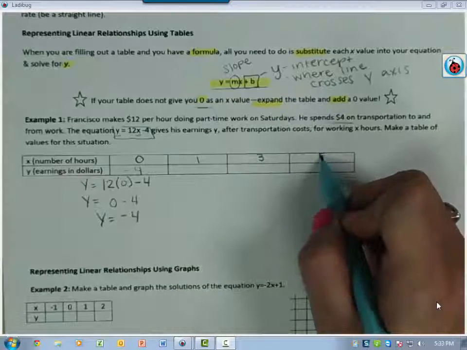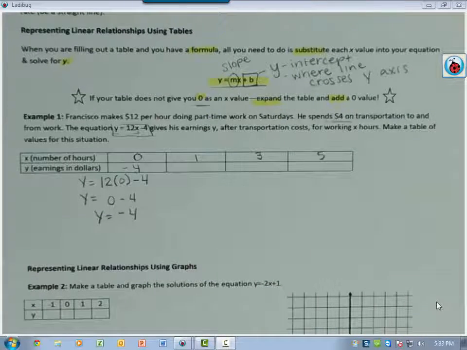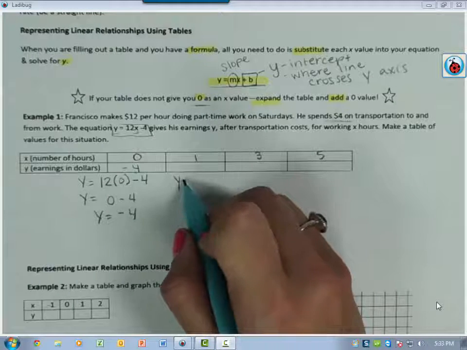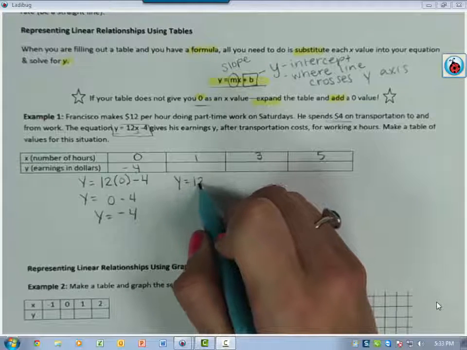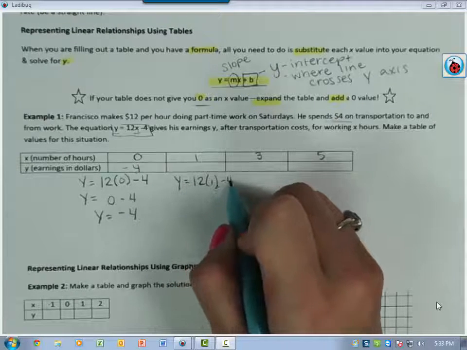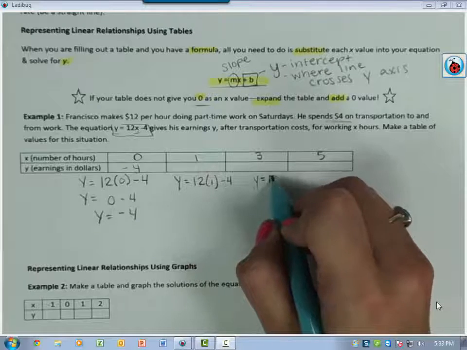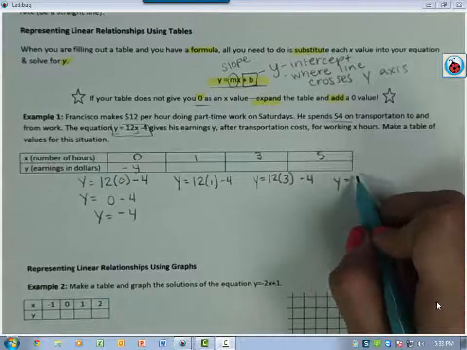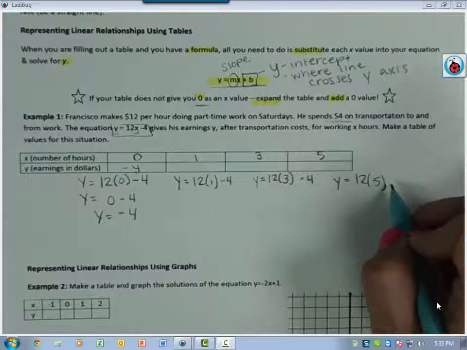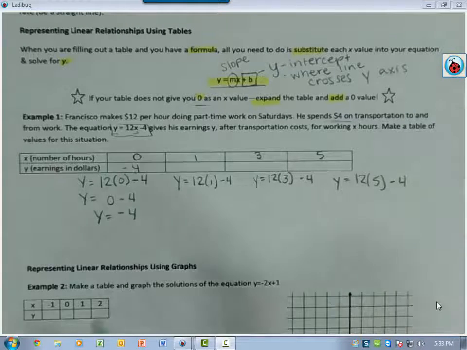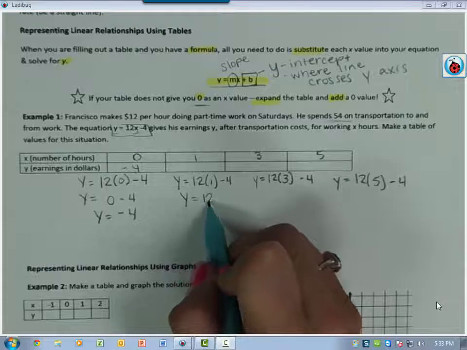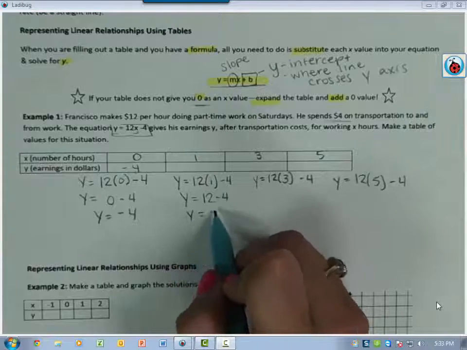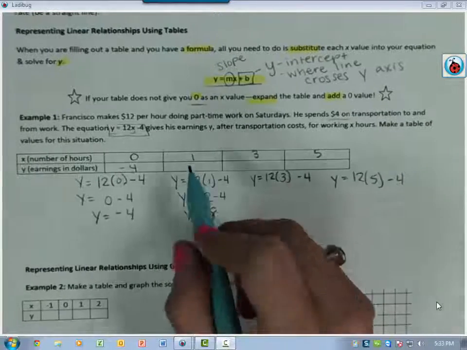Now I want you to try and see if you can solve for y for 1, 3, and 5. Pause it and see if you can do it. Okay, so you should have come back. You should have had y is equal to 12 times 1 minus 4. y is equal to 12 times 3 minus 4. And y is equal to 12 times 5 minus 4. Now if you solved, you would get y is equal to 12 minus 4, y is equal to 8. So if he works 1 hour, he will still make $8.